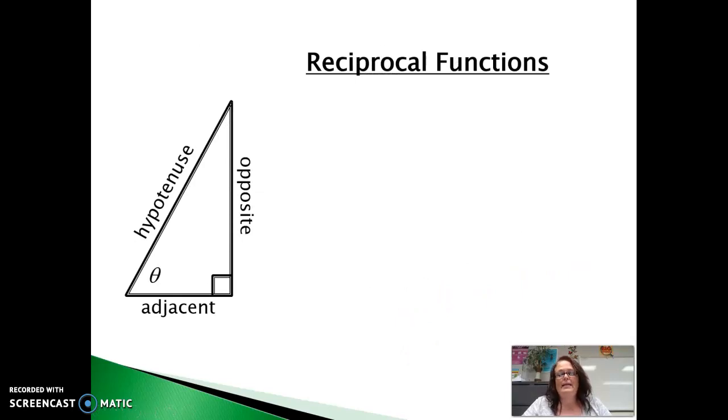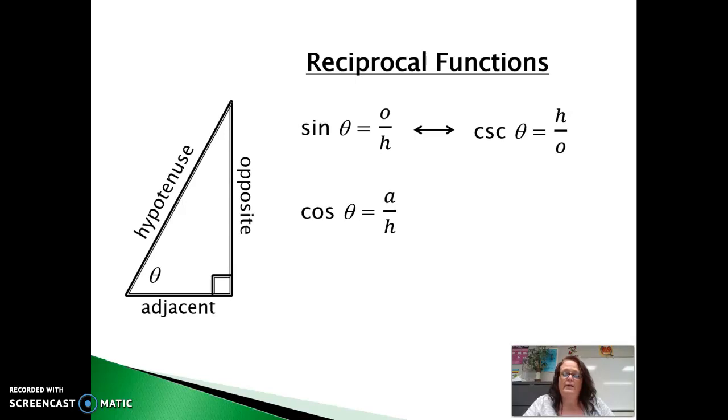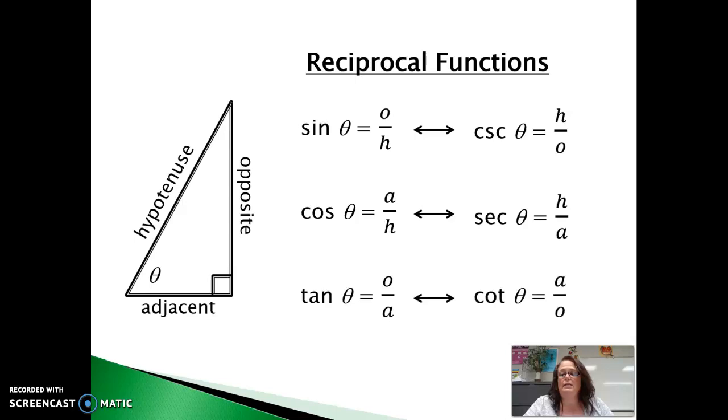So if I have my theta in that bottom left corner, my opposite wouldn't touch theta, my adjacent connects theta to the right angle, and the hypotenuse never touches the right angle. So if the sine of theta is opposite over hypotenuse, then that means that the cosecant will be the reciprocal, which is hypotenuse over opposite. If the cosine of theta is adjacent over hypotenuse, then that means that its reciprocal, secant of theta, is going to be hypotenuse over adjacent. It's the reciprocal. And if my tangent of theta is equal to opposite over adjacent, then that means that cotangent is going to be the reciprocal, which is adjacent over opposite.